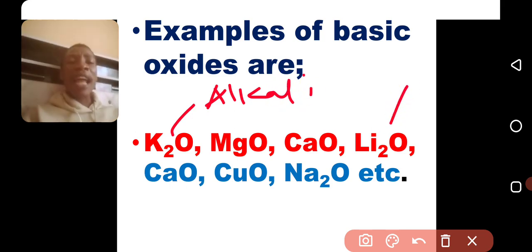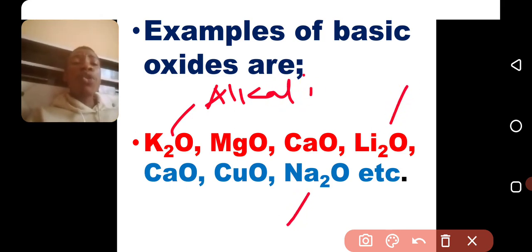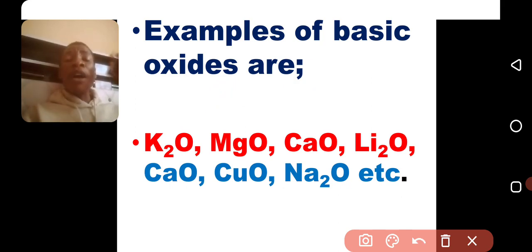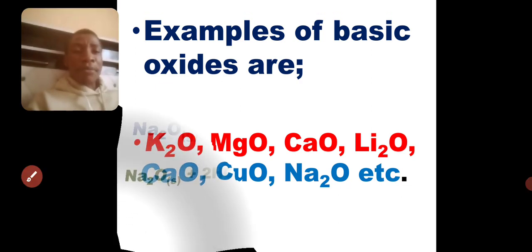Alkalis. Also, calcium oxide, barium oxide, all those elements in group 2 apart from magnesium also form soluble bases. So you call them alkalis.